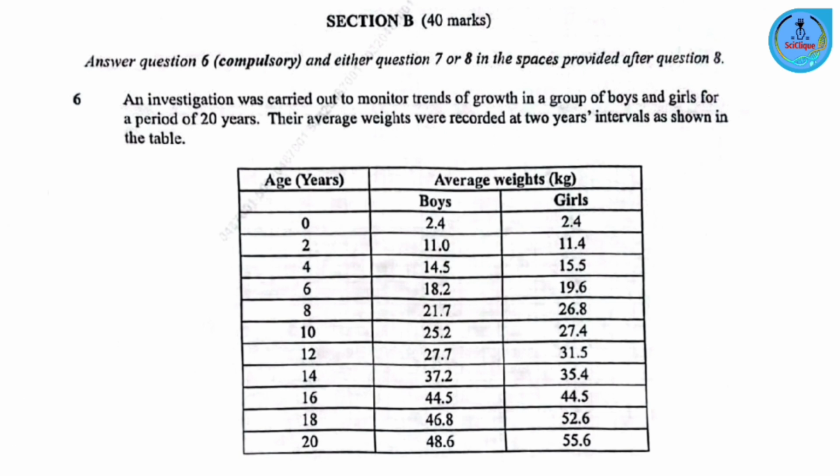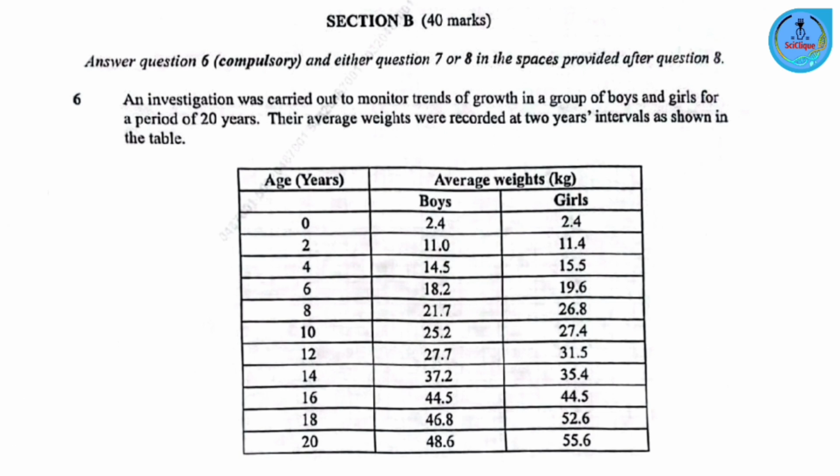Their average weights were recorded at 2-year intervals as shown in the table. Okay, so we have the ages up to 20 years of age and the average weights in kilograms of the boys and girls. If we look at those of boys, we are starting with 2.4, that is at birth, of course, moving on to 11, 14.5 until finally 48.6. So we are having an increase in weight as expected, of course. And then in the girls, same thing.